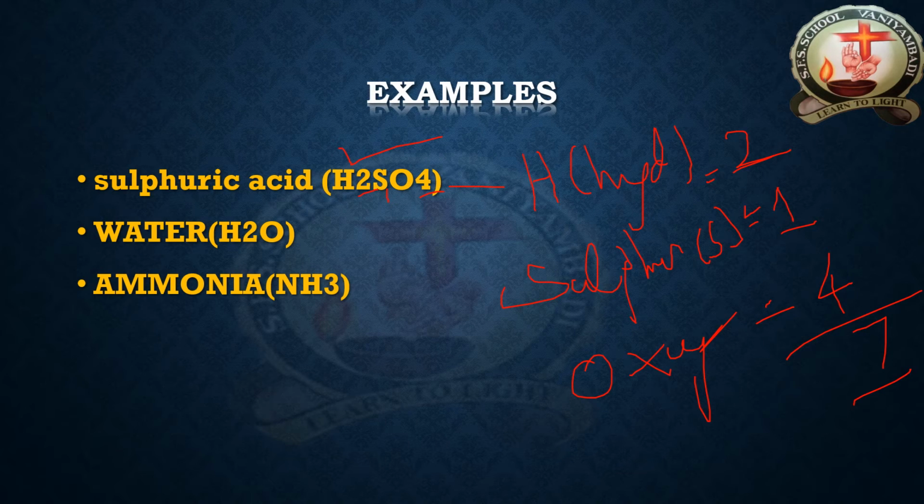Water. What are the things there? H2O. 2 plus 1 is equal to 3, the atomicity. So ammonia. Ammonia is NH3. 1 nitrogen and 3 hydrogen are there. Totally the atomicity is 4. Okay.